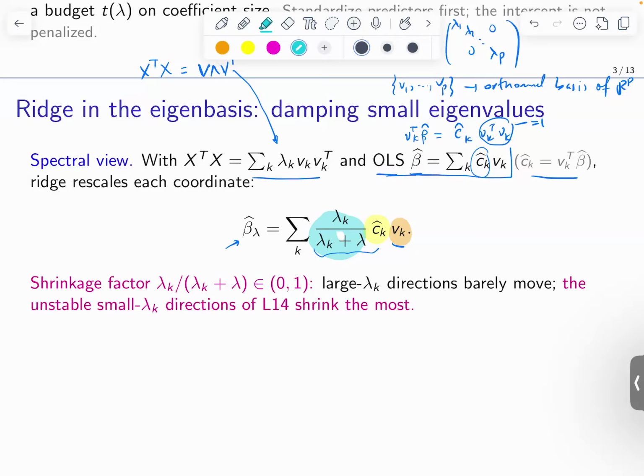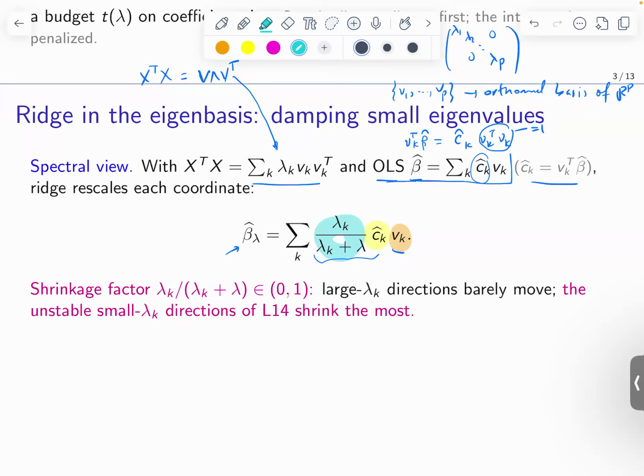If lambda k is large, so what would this be close to? Let's say lambda k is too large. This prefactor would be close to 1. So for those directions where lambda k is large, the coefficient is not going to change. But if lambda k is very small, this is going to shrink a lot. So if lambda k is close to 0, this is going to be 0. So it would kill the coefficients of the OLS which are in those directions. And those are the bad directions that cause high variance.